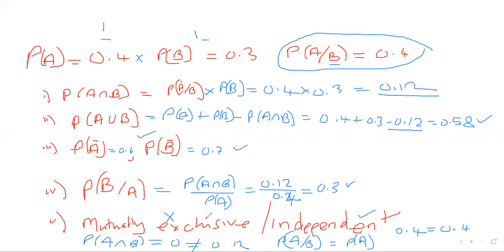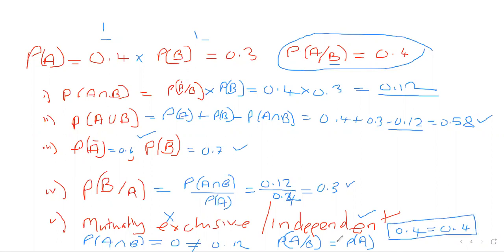To know whether they are mutually exclusive: to be mutually exclusive is to have nothing in common, to have 0 as the intersection, or the empty set. So A and B was 0.12 rather than 0, so we can say these are not mutually exclusive events. But in this case, A given B must go to A. To be independent is to be unaffected by any other event. So A given B should be A. Our A given B was 0.4 and our A was 0.4, which is the same.